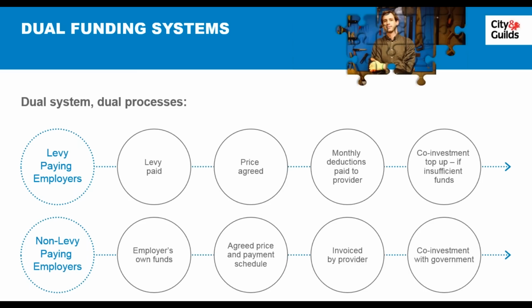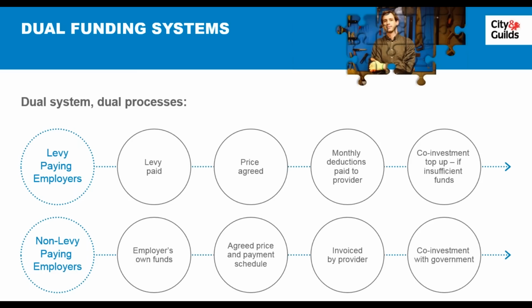So if you're a non-levy paying employer, again from May 2017, for the first time employers will co-invest. They have to contribute 10% towards their apprenticeship training before any training has taken place. So this is a real step change, I think, for how you work with SMEs, and we'll talk a little bit more about that later. So again, you'll need to agree a price for that standard or for that framework and a payment schedule.